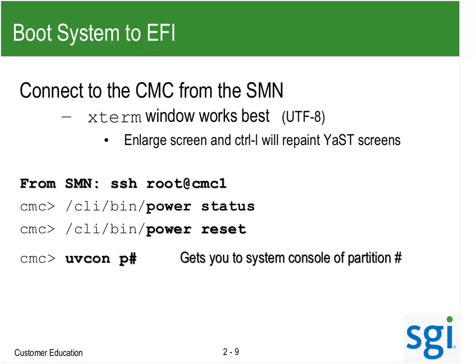So if I log into the SMN, I can then log into the CMC, and it's just being called CMC1. And again, this is obsolete here. The CLI bin is gone, not there anymore, so take that out. Unless it is there; if it is there, that's the one you want. But it's now in sbin. It's been moved, and it's in the same place on the SMN as it is on the CMC. And then you're going to grab your serial console. Now, I'll demonstrate this in a few minutes.